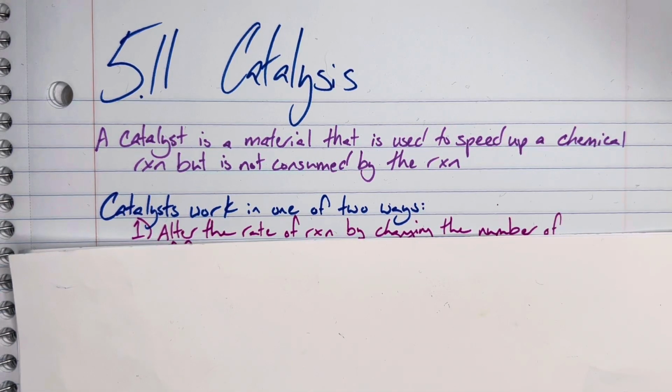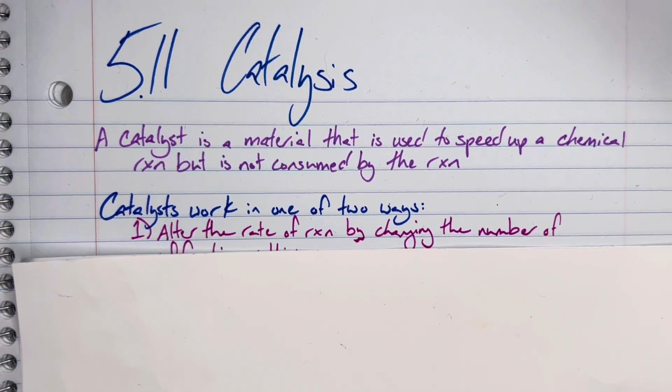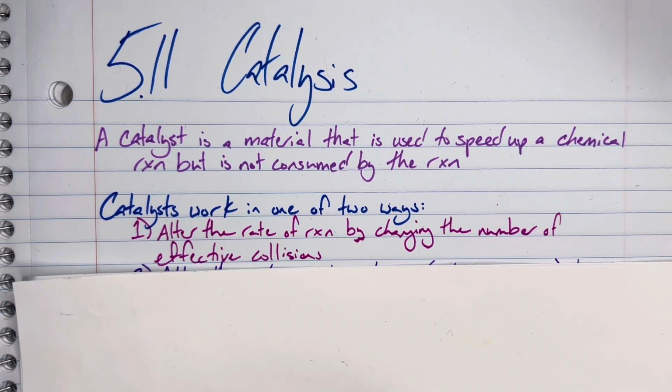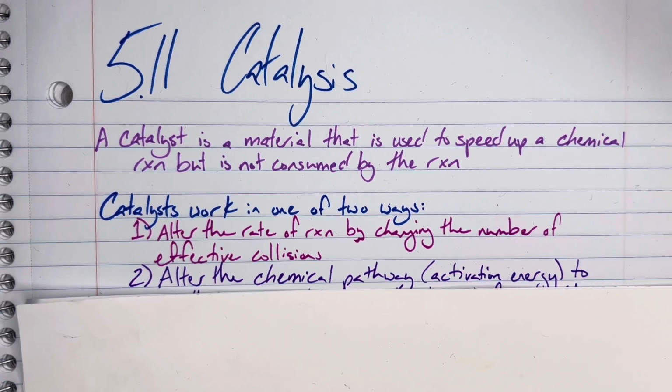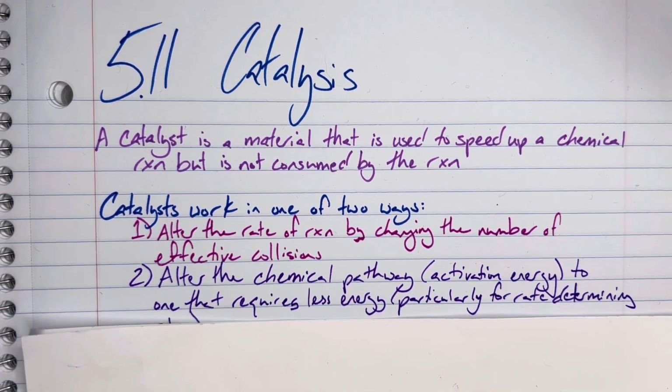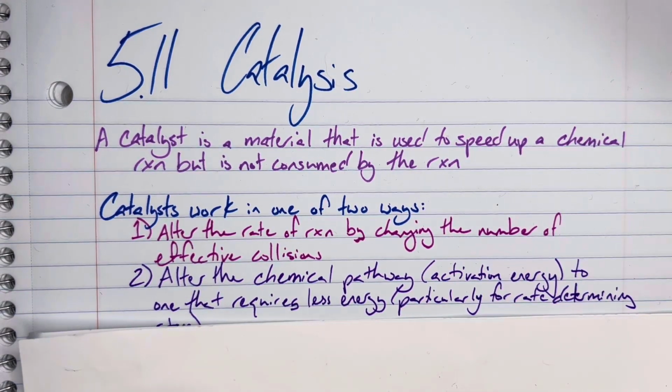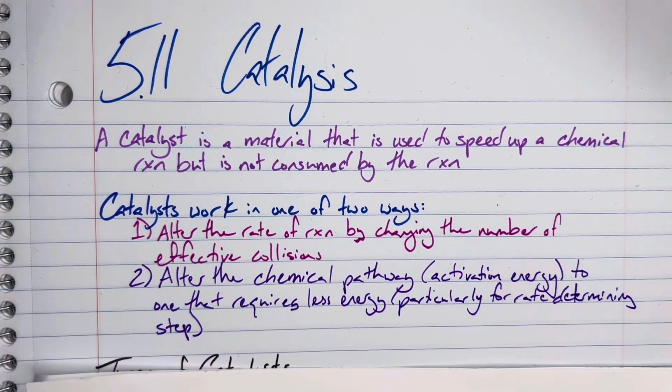The first way is to alter the rate of the reaction by changing the number of effective collisions. And the other way that catalysts can work is they can alter the chemical pathway by changing the activation energy required to one that is less energy intensive. Particularly, this is effective for the rate determining step.